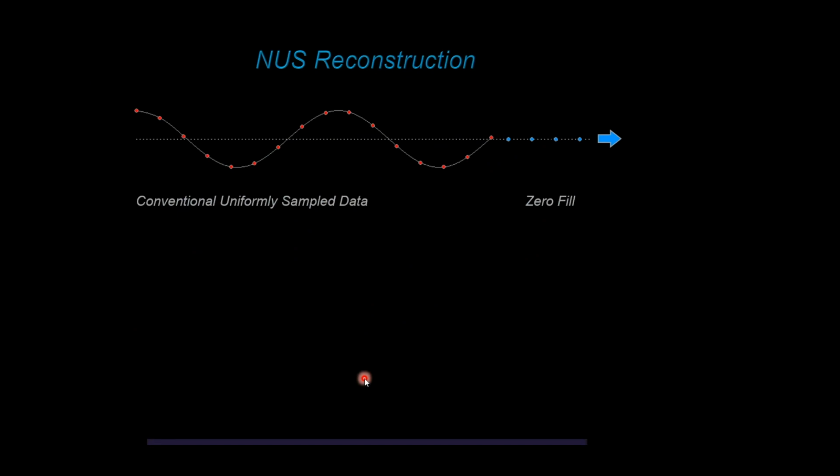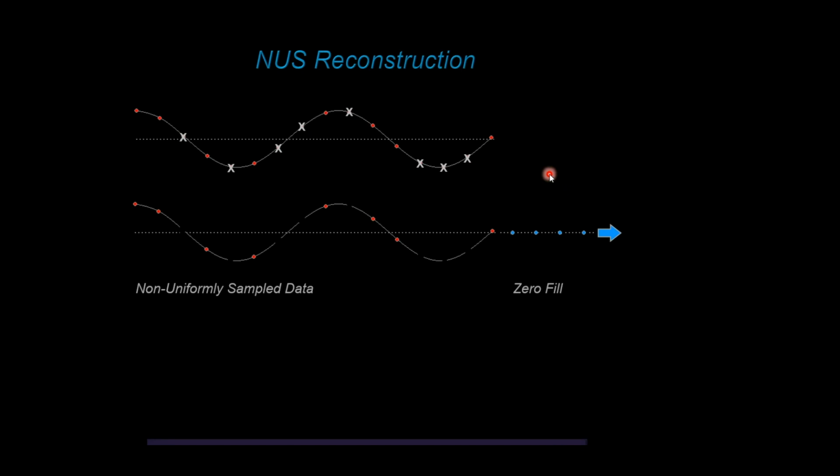In a conventional measurement, as we've talked about, we measure a series of uniformly spaced points in the time domain, and then when it's time to do a Fourier transform, we append a set of zeros, we perform zero filling, before we Fourier transform the data. Now, in the case of a non-uniformly sampled experiment, as we mentioned, we will randomly skip some fraction of the measured points. And that will give us a data set like this.